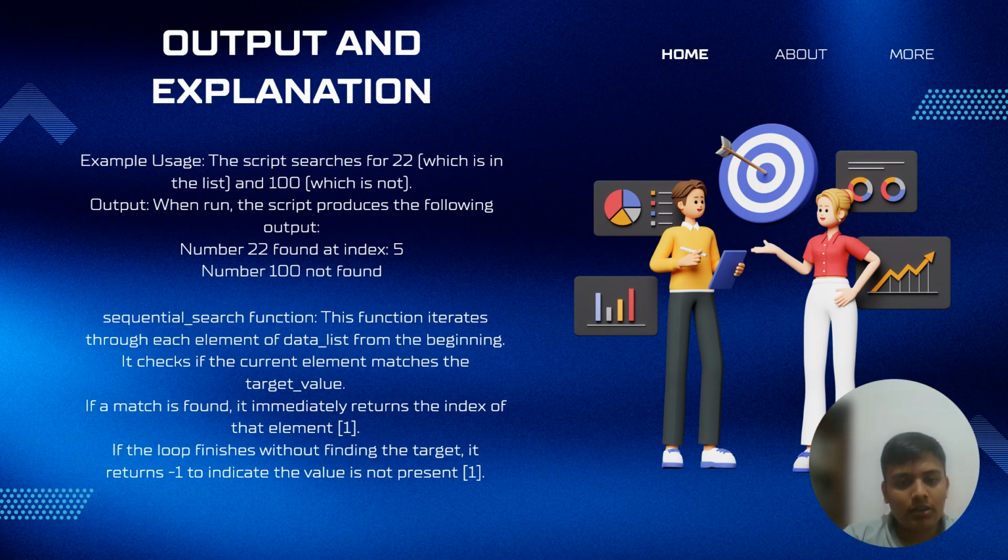We have used 22 and 100, both numbers, as input, and we found that 22 is found at index 5 and number 100 is not found because it was not in our list. So the sequential search function is basic: it iterates through each element of the data list from the beginning. It checks if the current element matches the target value. If a match is found, it immediately returns the index of that element. If the loop finishes without finding the target, it returns -1 to indicate the value is not present.